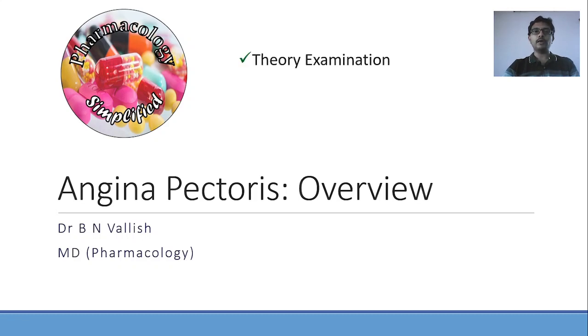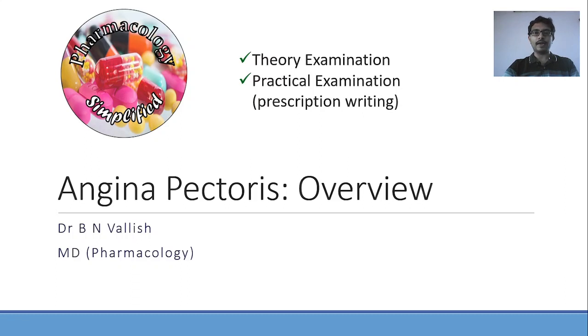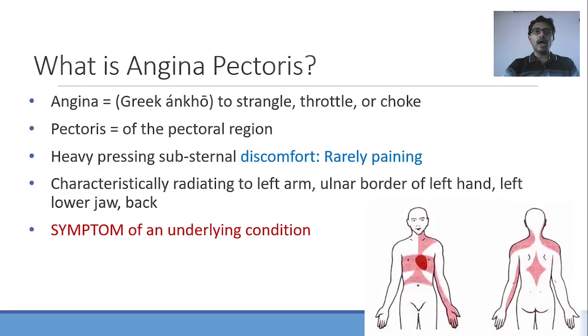This topic is important for your theory exam, practical exam, especially prescription writing exercises, viva, and of course your entrance exams. Angina pectoris is derived from a Greek word called anko. It means strangling or throttling or choking. And pectoris, you would have learned from your anatomy lessons, means pectoral region, chest region. So angina pectoris means strangling type of sensation in the chest region.